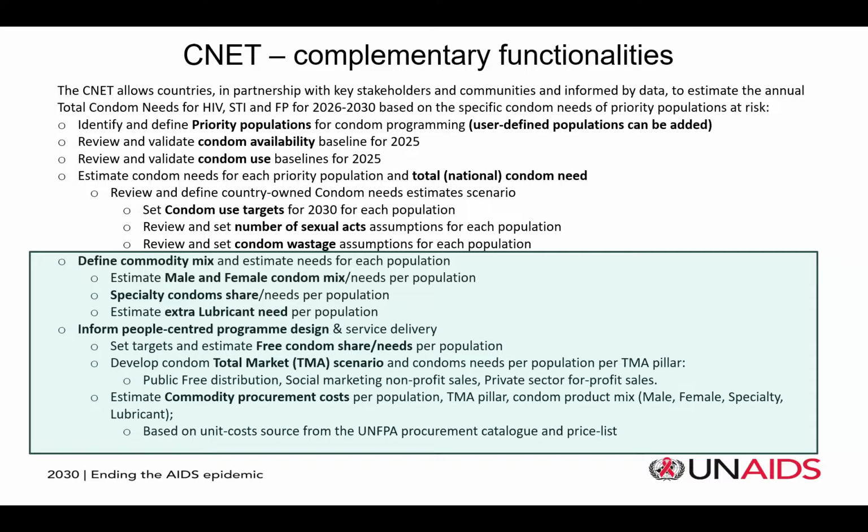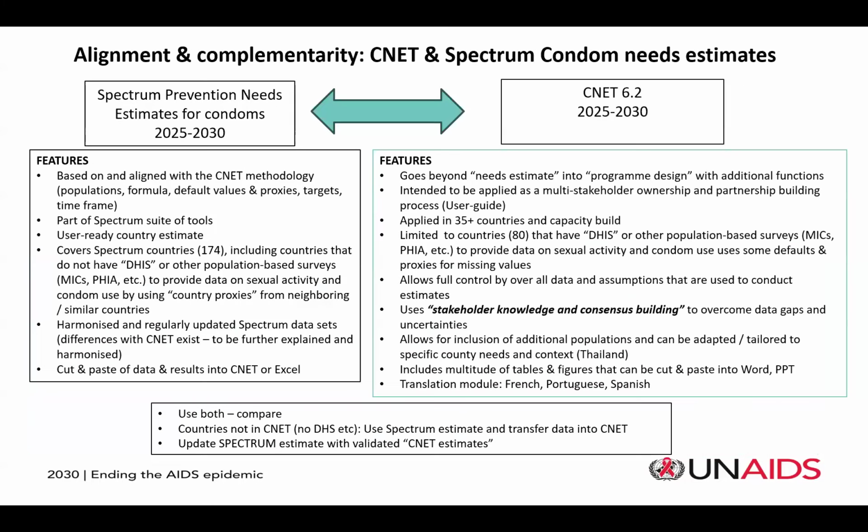What you have here in the box are additional elements in CNET that are not in Spectrum, which is the commodity mix, a male-female condom mix, of course with the vast majority being male condoms in virtually all settings, lubricant needs and so forth. This slide provides a comparison of the two tools, and we will provide this to you.